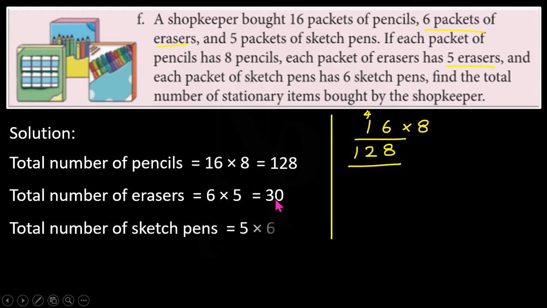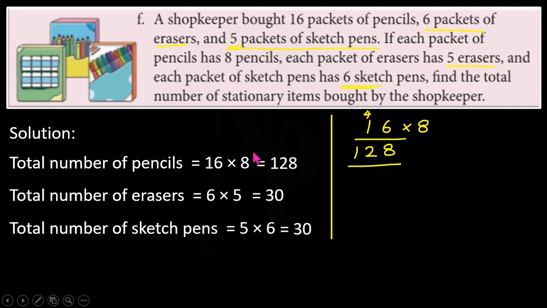And then the total number of sketch pens. Look here. The shopkeeper brings 5 packets of sketch pens, and each packet has 6 sketch pens. So we have to multiply 5 by 6. On multiplying 5 by 6, what do we get? 6 5s are 30.